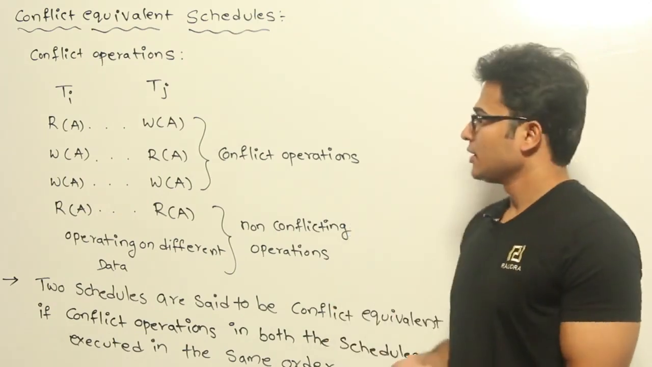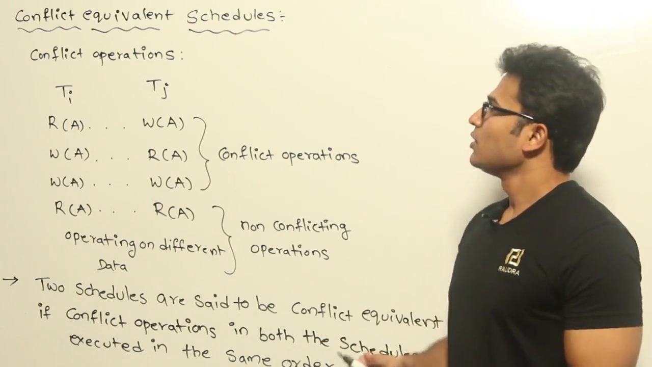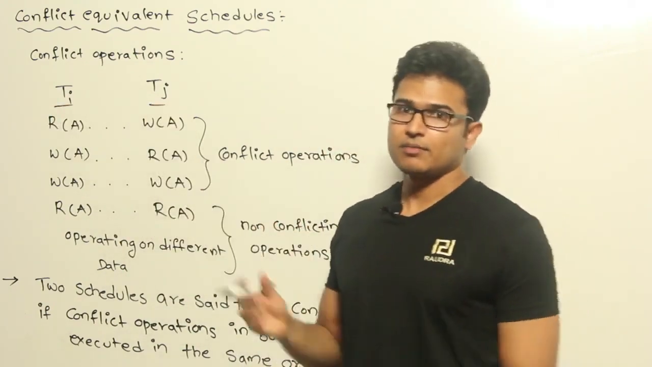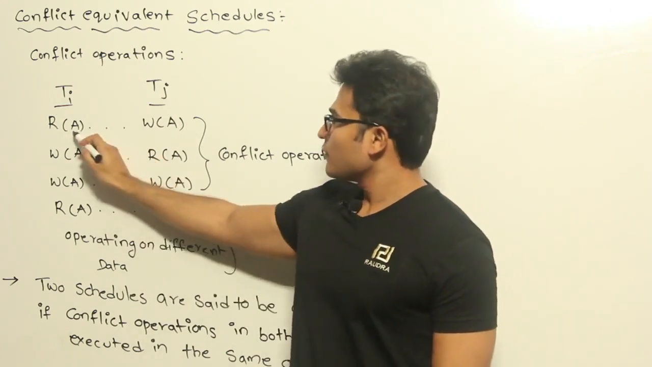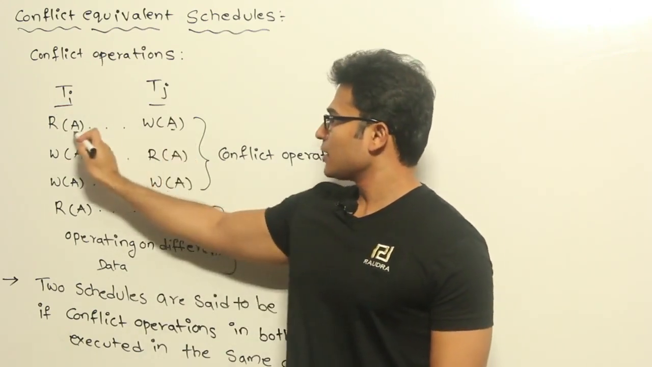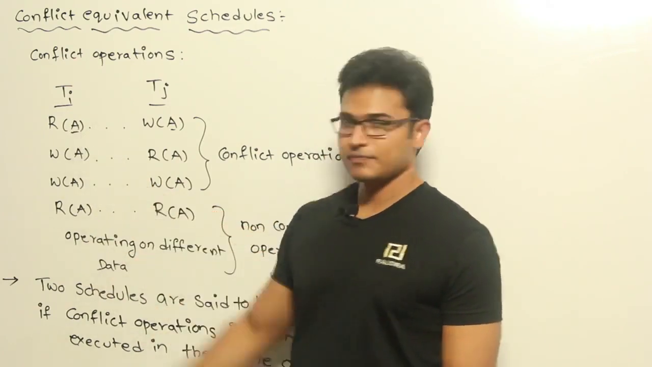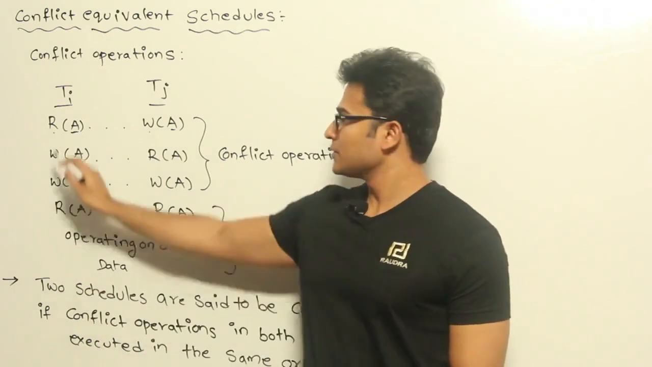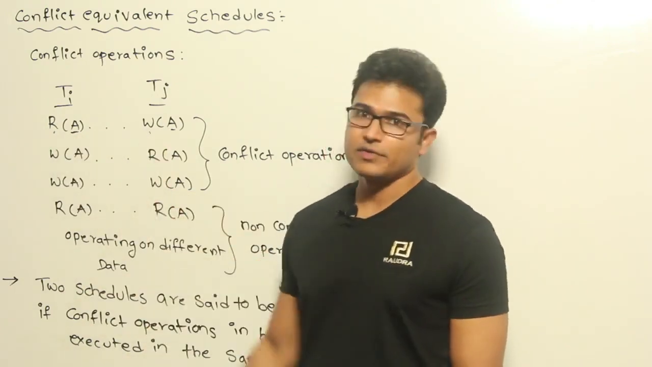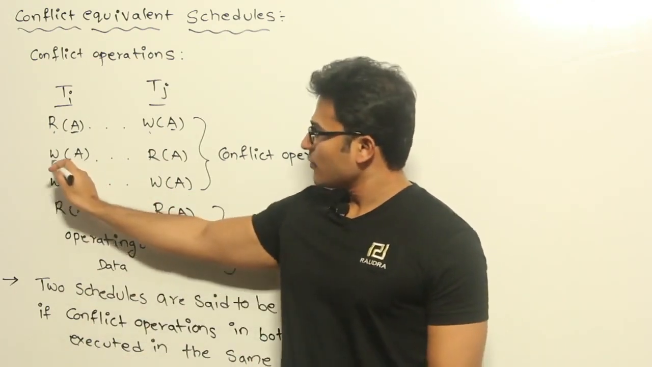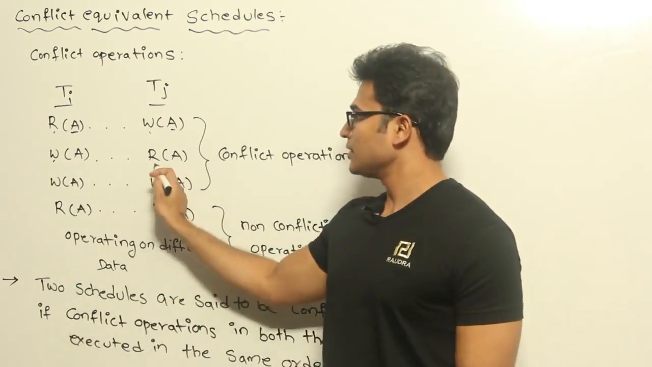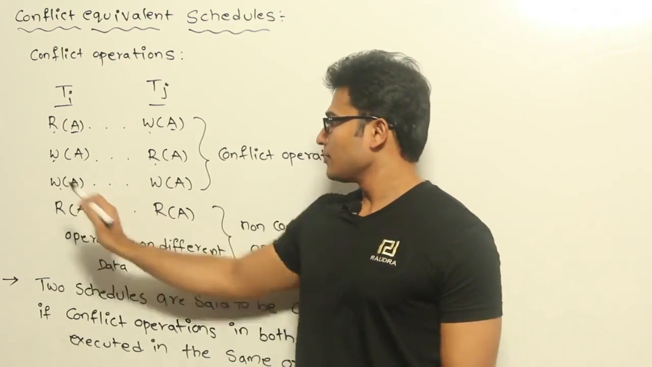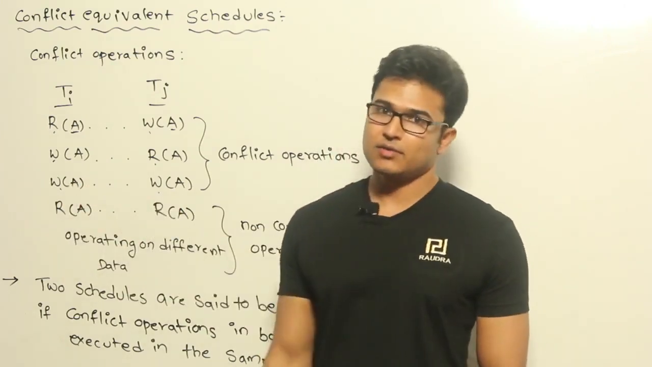Now what are they? If there are two different transactions present in a schedule, and both of them are acting on the same data item, and one of them is reading and the other one is writing, then this is a conflict. Or if one of them is writing and the other one is reading the same data item, it is a conflict. And if one is writing and the other is writing, it is again a conflict.